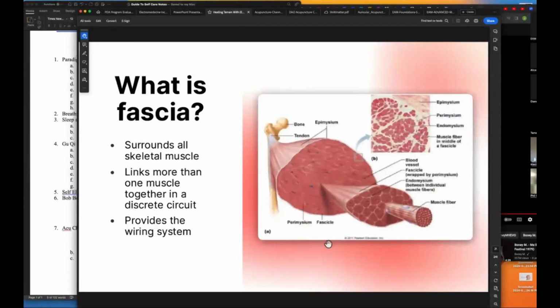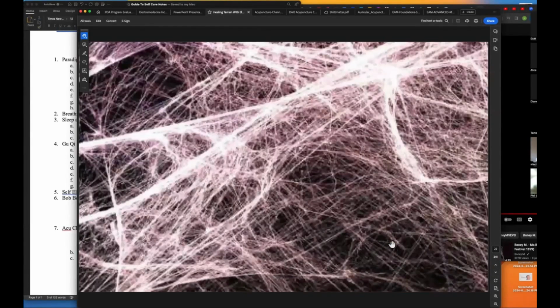So what's fascia? It surrounds all skeletal muscle. It links more than one muscle together in a discrete circuit, and it provides the wiring system. Christopher says, so channels are more related to fascia, unidirectional versus epineural covering. Yeah, that's correct, Christopher. Channels are more related to fascia because remember, the muscles are the battery and the muscles are wired together by the fascia. The fascia is the wiring of the acupuncture channel system. This is a depiction of fascia. It's white, wispy, highly conductive.